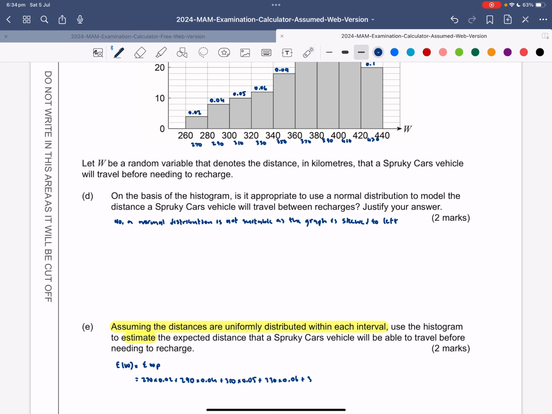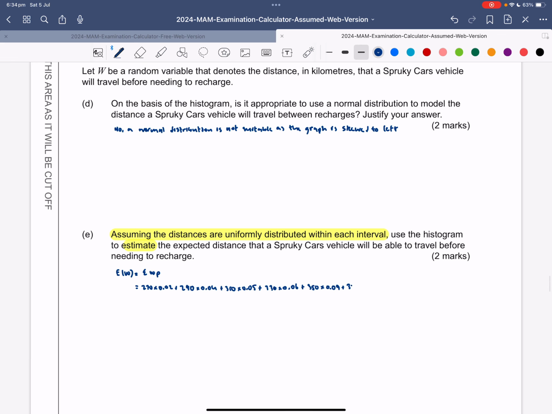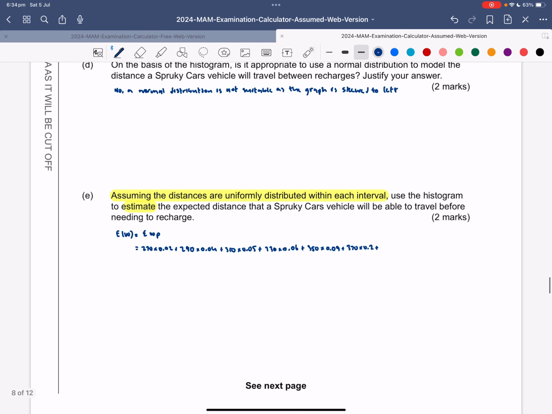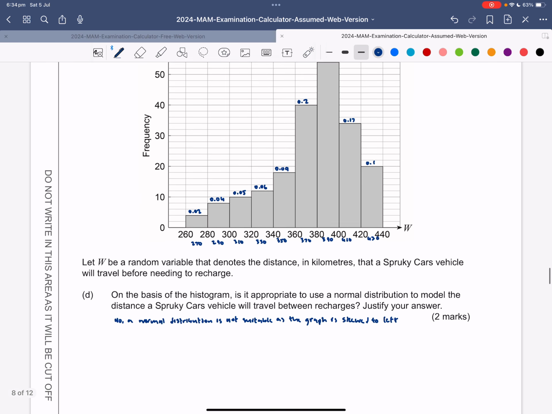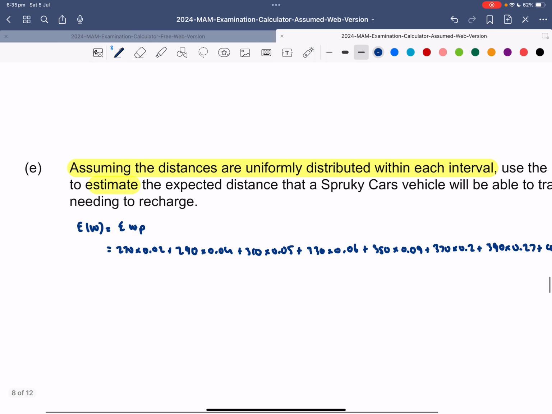plus 350 times 0.09, and then there's a couple more left, plus 370 times 0.2 plus 390 times 0.27 plus 410 times 0.17, and lucky last, plus 430 times 0.1. I was quite surprised for this to come up in the exam just for 2 marks. I mean, it's a lot of work. But anyway, it gives us 375.8 kilometers. That's the expected value.